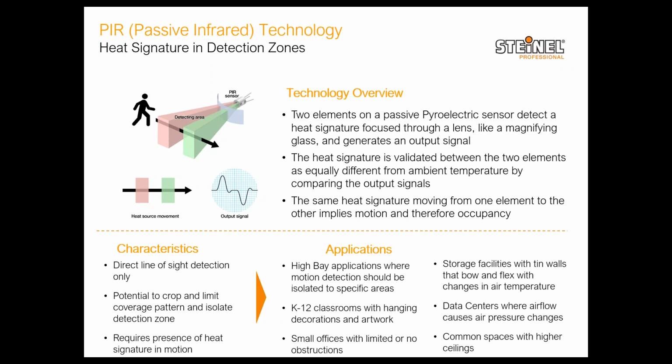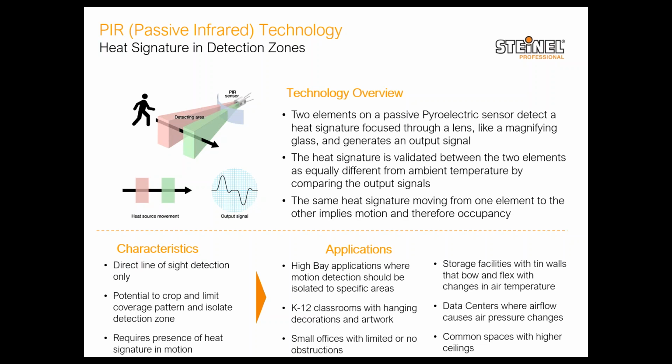When the HVAC system kicks in and all these artworks start moving, other technologies other than PIR would be picking them up and detecting them as occupancy, whereas PIR will just ignore them because there is no heat source movement. Small offices where you hardly have any obstructions, storage facilities, especially because you have thin walls and big doors that move and create air pressure difference. That will not work with other technologies.